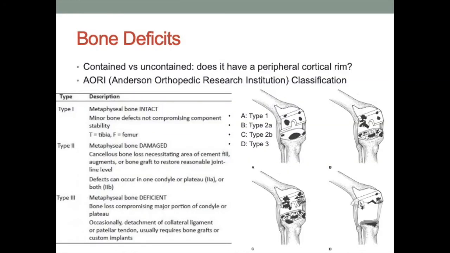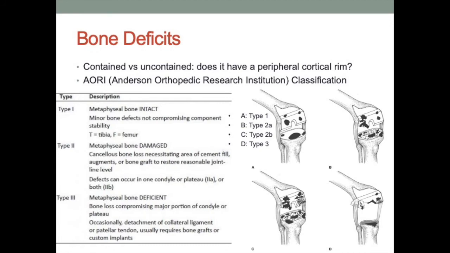So how do we address minor bony deficits when we're not talking about a mega endoprosthetic? So this helps us determine, do we need augments? Do we need stems? Do we need cemented stems? Do we need press fit stems? Do we need cups and cones and all of those things?